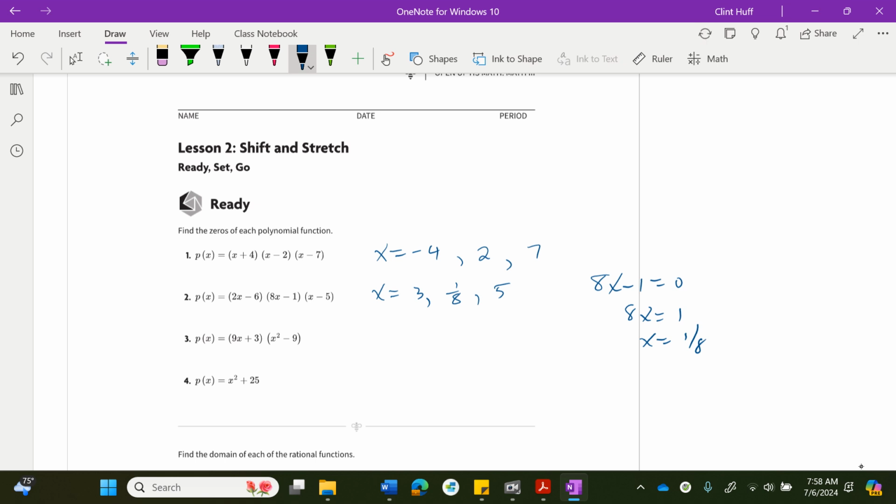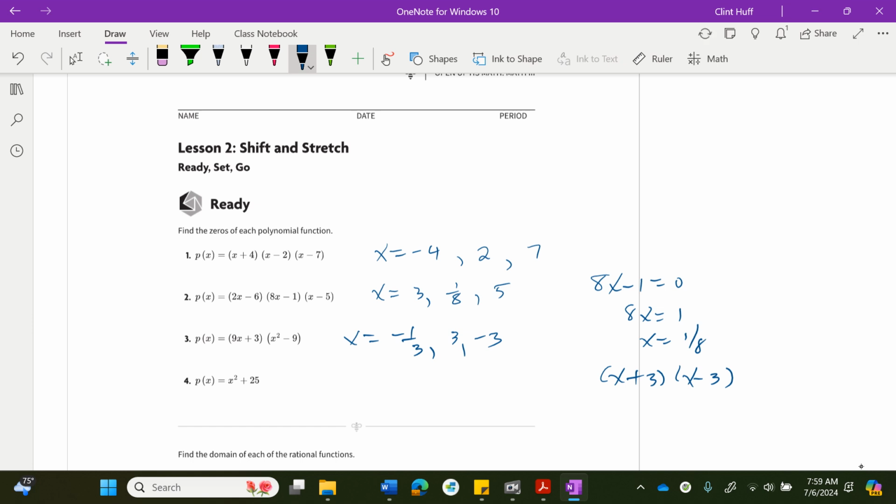All right, so the next one, 9x plus 3 is equal to 0, is going to give me, when I reduce it, negative 1/3. X squared minus 9, that's not in a factored form. I can factor it as x plus 3 times x minus 3, and then get 3 and negative 3.